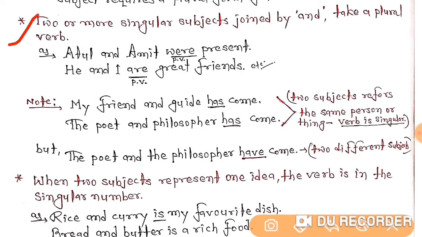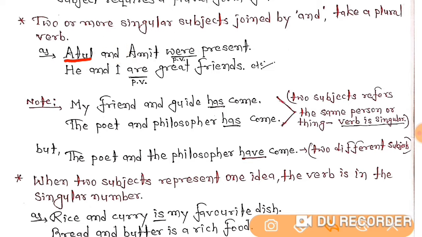The first use tells you two or more singular subjects, right? Students, two or more singular subjects joined by and take a plural verb. This means we use what? Plural verb. Like you can see here, Atul and Amit. Two subjects joined with and. What have we used? Plural verb we have used, right?